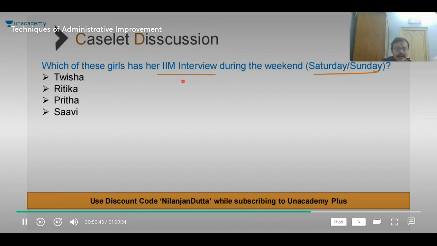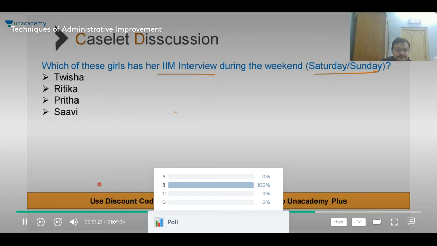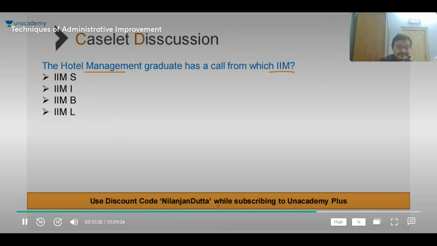Answers. Which of these girls has her IIM interview during the weekend, Saturday or Sunday? The poll is active. The next one: the hotel management graduate has a call from which IIM?